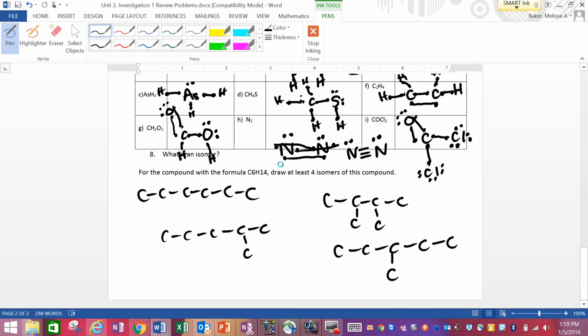So those are some options. There is another one as well, but I'll leave that up to you if you want to find it. So hopefully that helped get you through your Unit 3 structure drawing review.